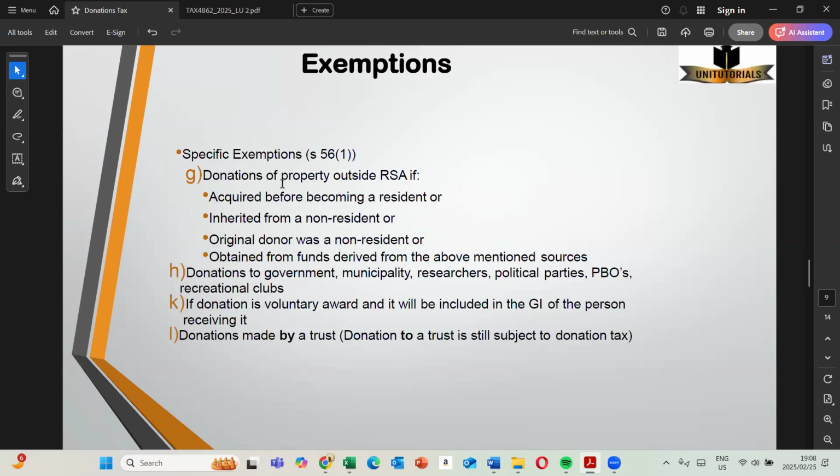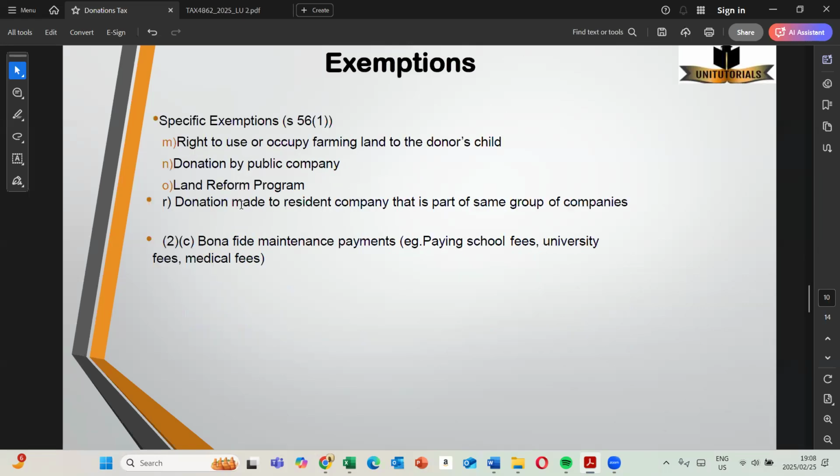Donations of property outside of SA if acquired before becoming resident, donation to government, donation made by a trust, donation by a public company, and donation made to a resident company that is part of the same group of companies. Now let's look at this.